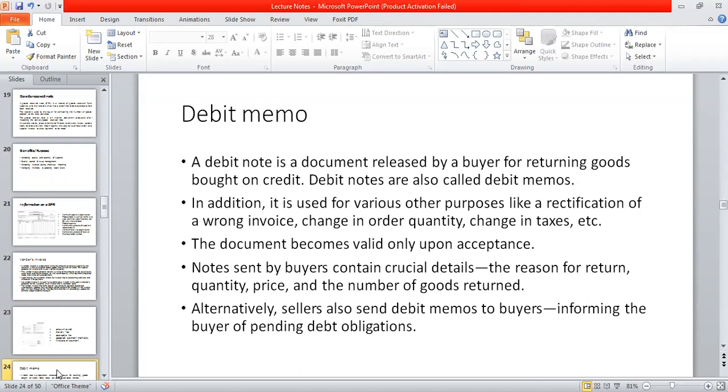Maybe the buyer finds out later that the goods received contain some defects. They can return these goods to the supplier accompanied by a debit note. Alternatively, the seller also sends debit memos to buyers informing the buyer of pending debt obligations. So the debit memo is a two-way document which can be originated by the buyer or by the seller.